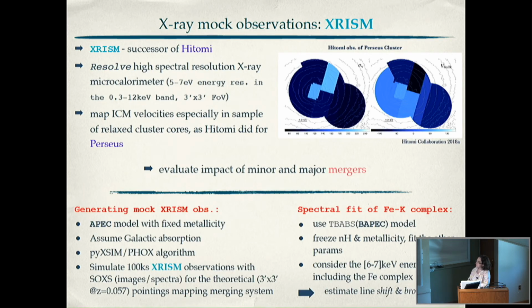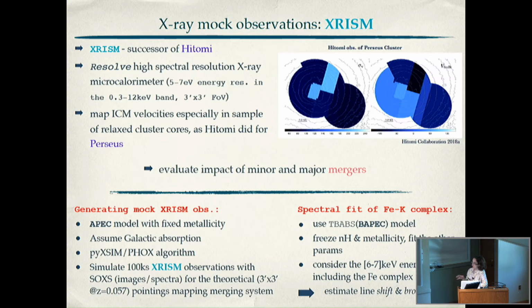So what we do with simulations is generate mock X-ray data, assuming from the simulation that each gas element emits as a single temperature APEC model. We then combine all the photons expected from all the different gas elements in the simulation by using the PyXSIM algorithm. And then we produce 100 kilosecond mock observations for GRISM and analyze them. We produce one observation per pointing for all the 7 pointings I was talking about before.